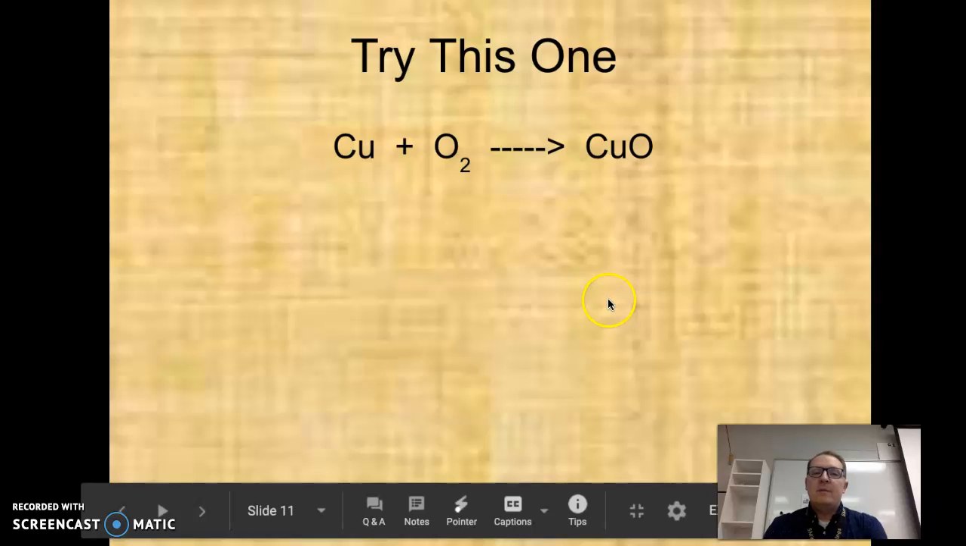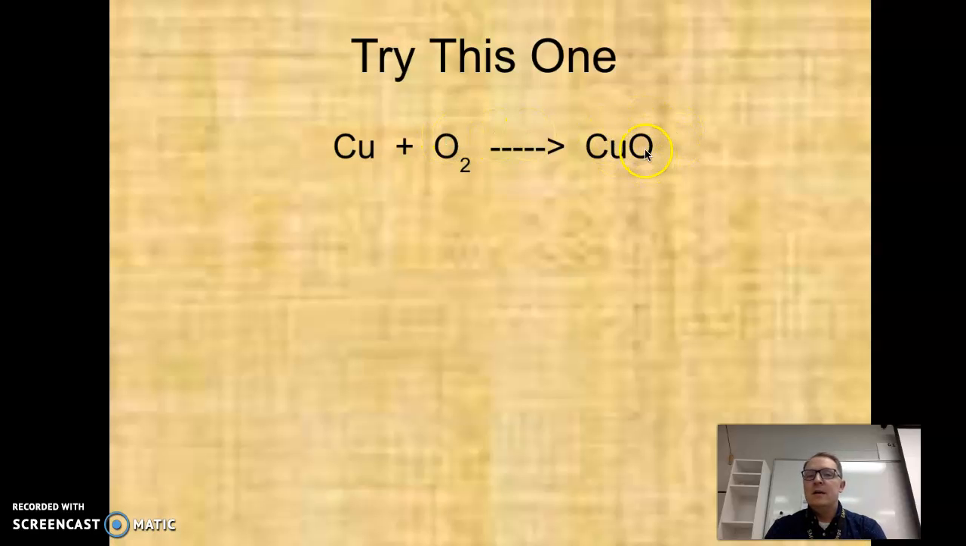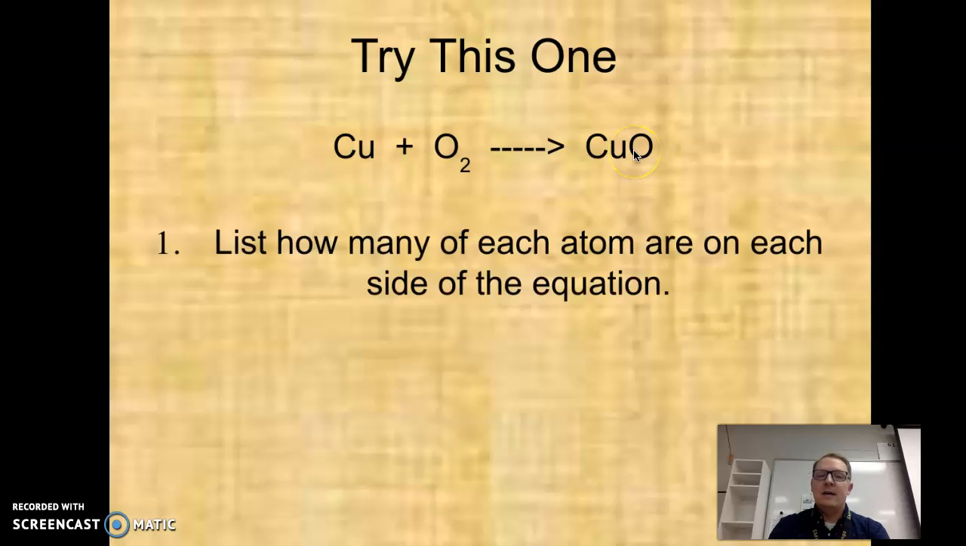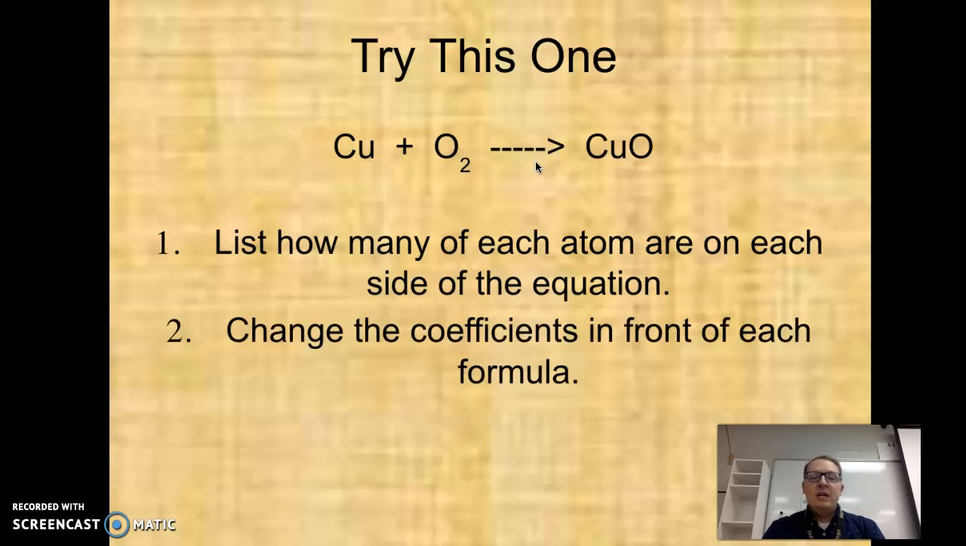Let me show you one more example here. Find the arrow and draw a line down to separate our reactants from our products. And then we take inventory. There's 1 copper and 1 copper, right? There are 2 oxygen on this side, but only 1 oxygen on that side. So what we're doing is taking inventory. How many of each atom is on each side of the equation? Right? Then we change those coefficients in front to try and make the equation balanced.